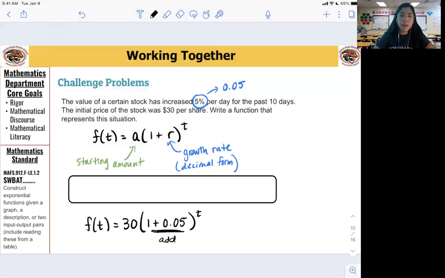Now, we're not going to plug in the 10, Juan, because this is not telling us to do so. It's just telling us to write the function. We're not going to evaluate the function. If it said, okay, now find the value of the stock after 25 days, then you would plug in 25. But it's not asking us to do that. It's just telling us to write the function. So the final answer will be 30 times 1.05 to the power of t.